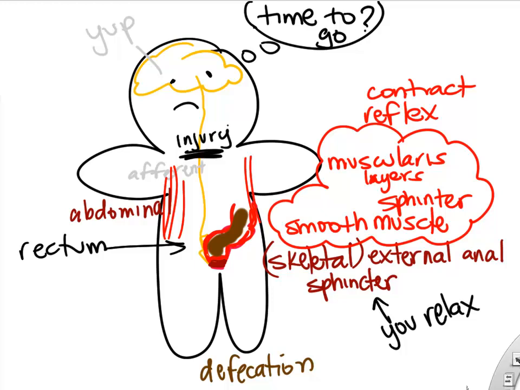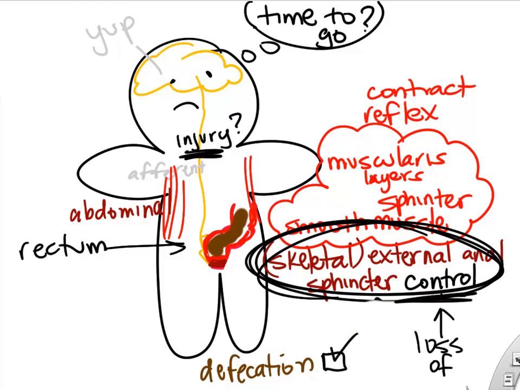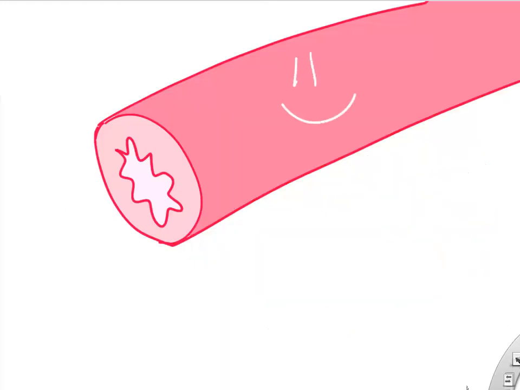And you may use your abdominal muscles to push that out too. If you have a spinal cord injury, you may lose voluntary control of defecation, but defecation can still occur.